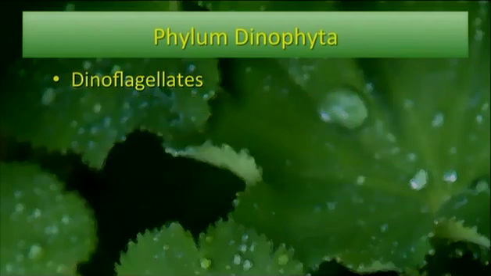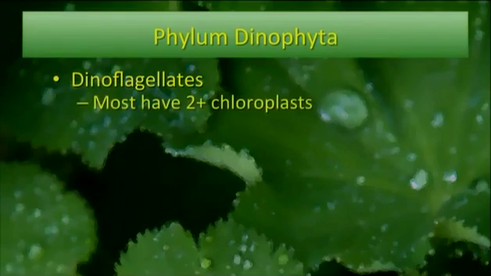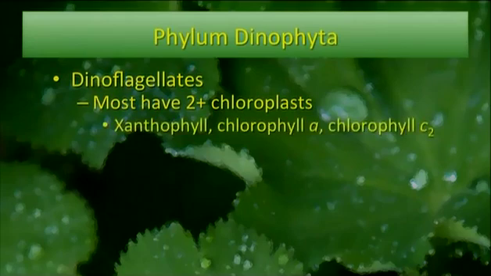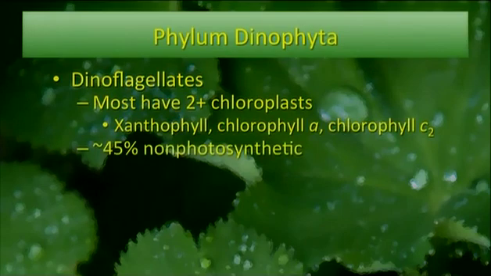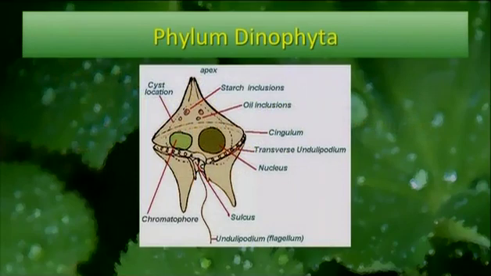For dinoflagellates, most have two or more chloroplasts. You have xanthophyll, chlorophyll A, chlorophyll C2. About 45% are non-photosynthetic though, and some will actually ingest food. Here we have a diagram of a dinoflagellate, and you can see the flagellum around its center. It goes around the center, and then you have one that trails behind it.